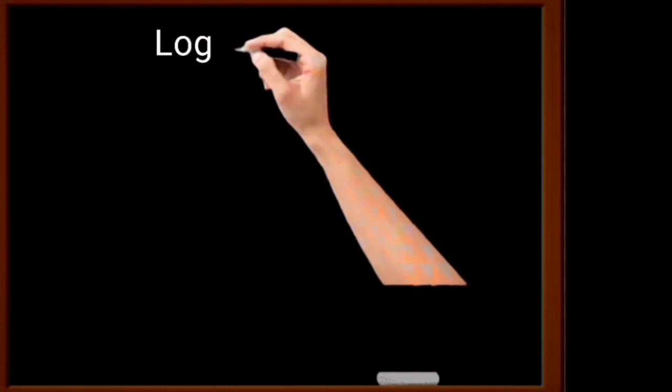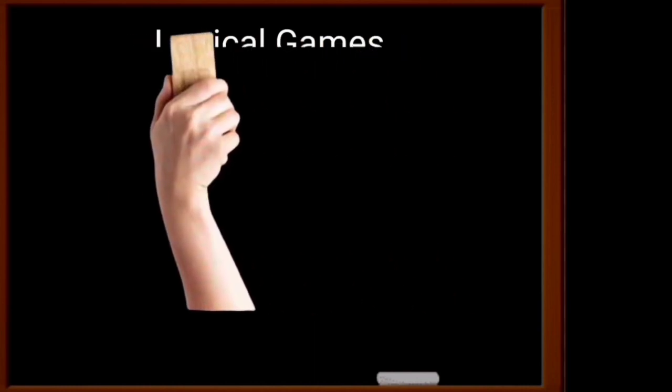Next topic is logical games. It is a form of thinking in which premise and relations between premise are used in a rigorous manner to infer conclusions that are entitled by the premise and the relations. Now let us look at an example.